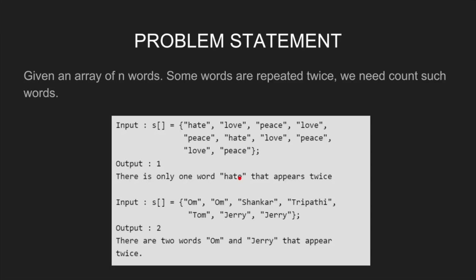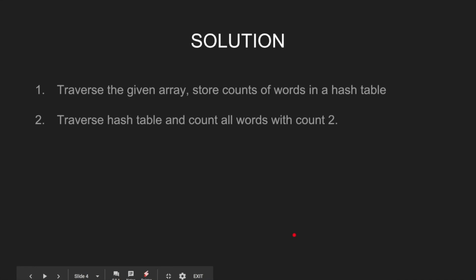In the second case, output will be 2 as there are two words, Tom and Jerry, that appear twice. Now let's look at the solution. First, traverse the given array and store the count of words in a hash table. Then traverse the hash table and count all the words with count 2.